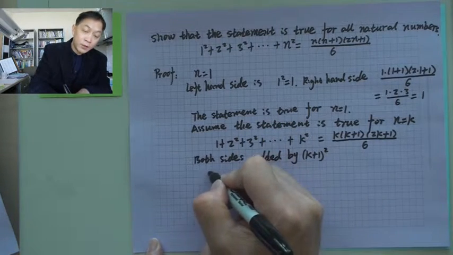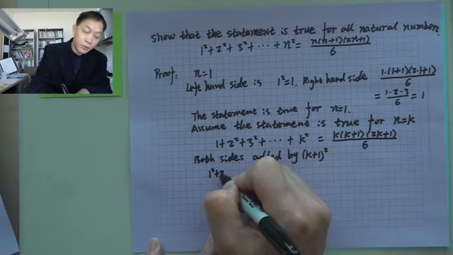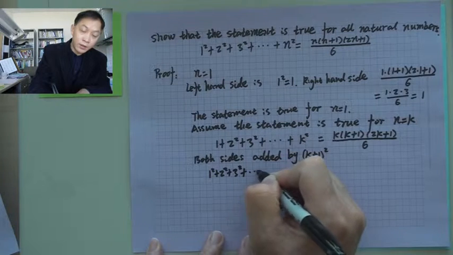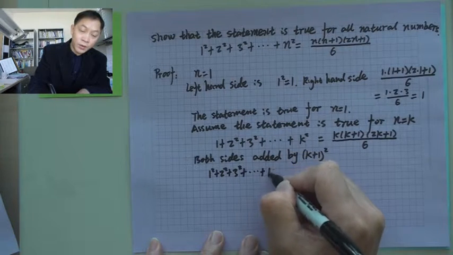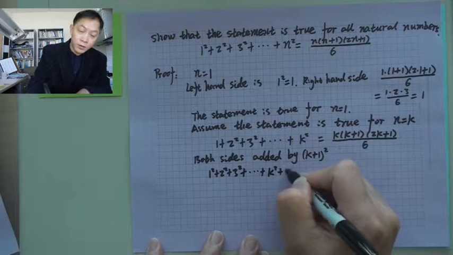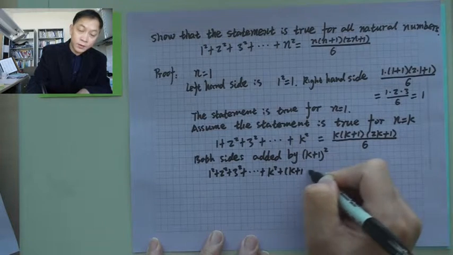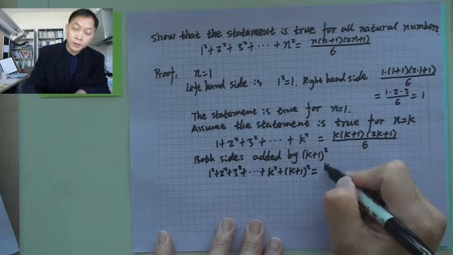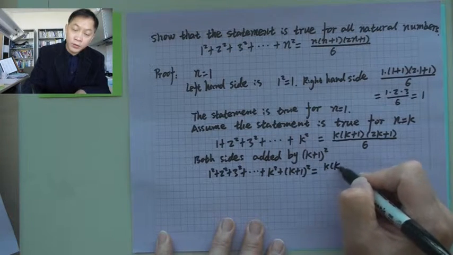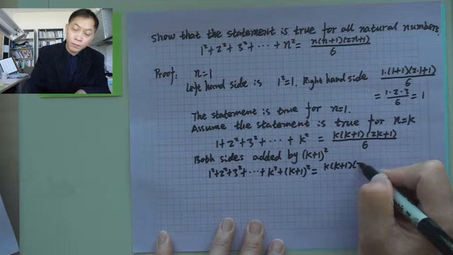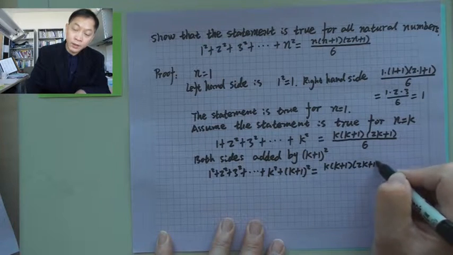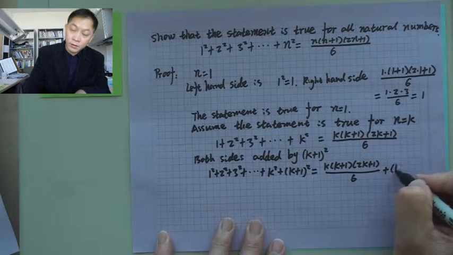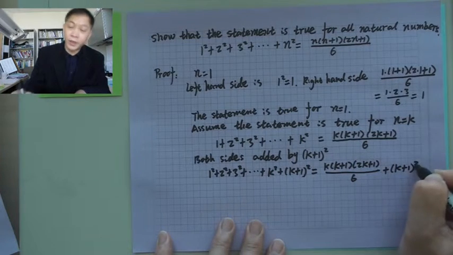So we will have 1 squared plus 2 squared plus 3 squared plus dot dot dot k squared plus k plus 1 squared, and then k times k plus 1 times 2k plus 1 over 6 plus k plus 1 squared.